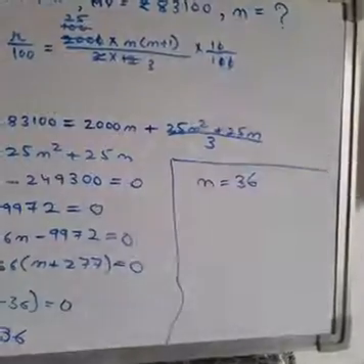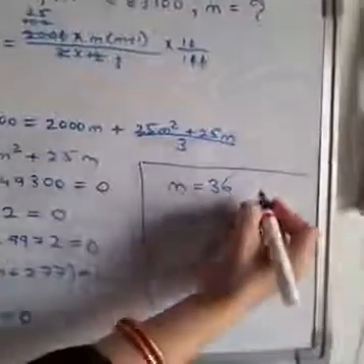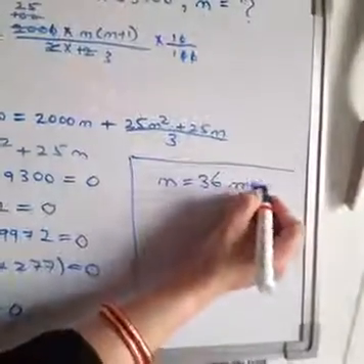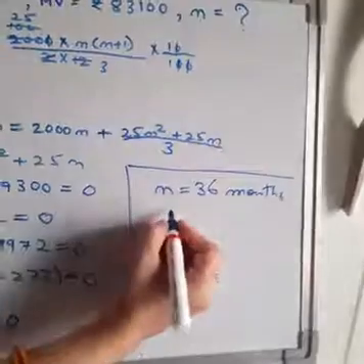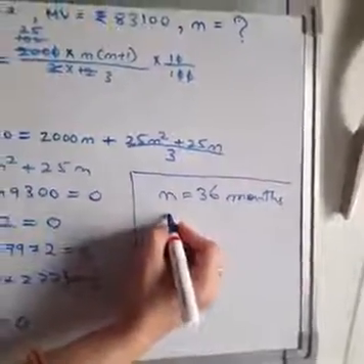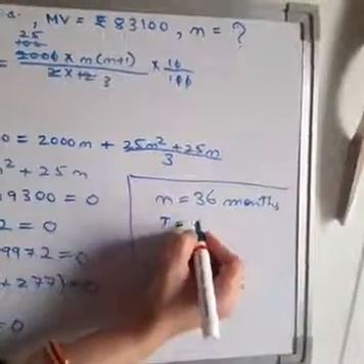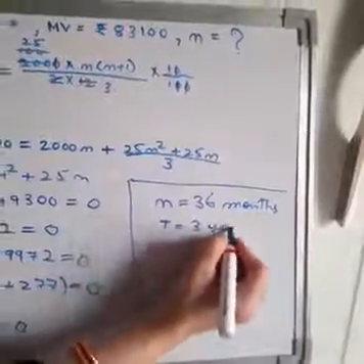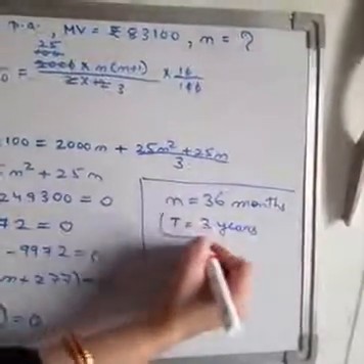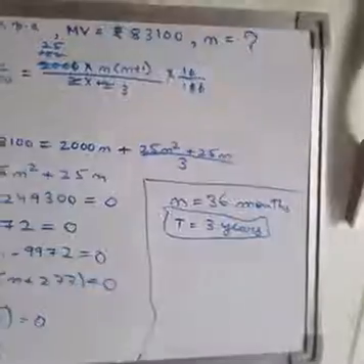Now remember that this value of N is in months, so this is equal to 36 months, and so the time period taken will be, that is, time is equal to 3 years. This is what you were asked, either 36 months or 3 years.